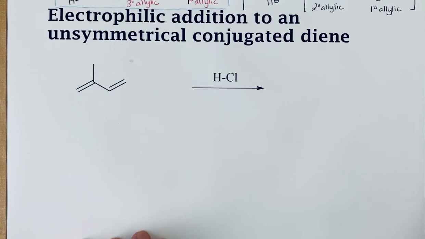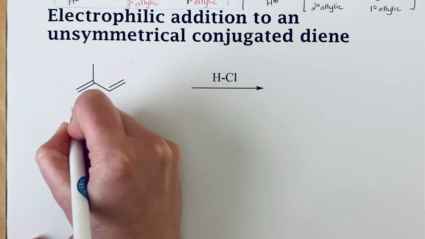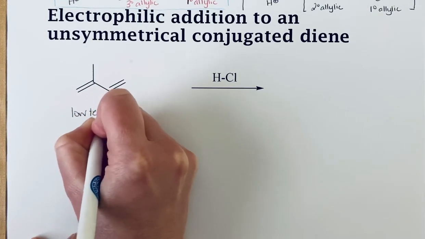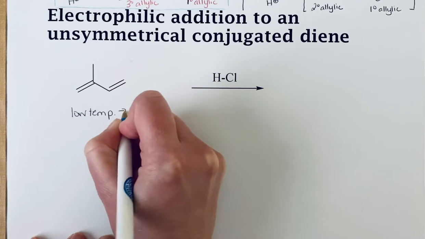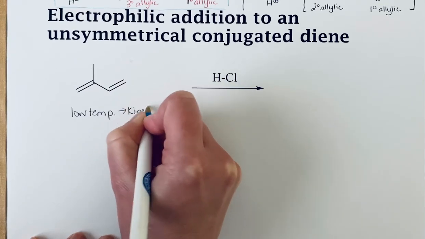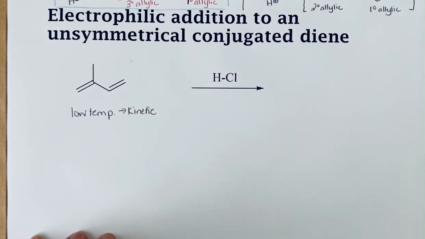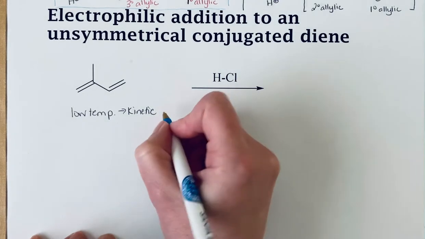And so if we want to look at the product, we're going to look at the reaction of this end alkene. And so we're going to look at this under low temperature conditions, which is kinetic conditions, and then we will look at high temperature conditions, which is thermodynamic conditions. So at low temperature, first of all. So low temperature is kinetic. And we know that the kinetic product will always be the 1,2 addition product.